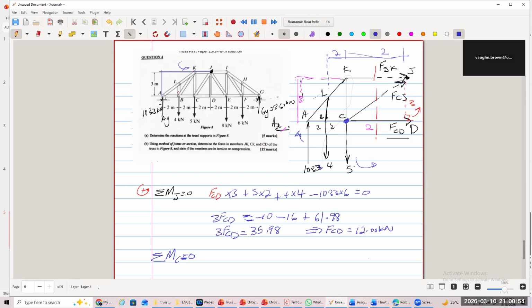So therefore, the distance from C to FJK is 3. And it is going to turn the body clockwise, which is minus. So it's going to be minus FJK times 3. And then the only other thing I have left is the 4. Sir, could you draw that? Because I'm not visualizing. Look, let me show you where it is.